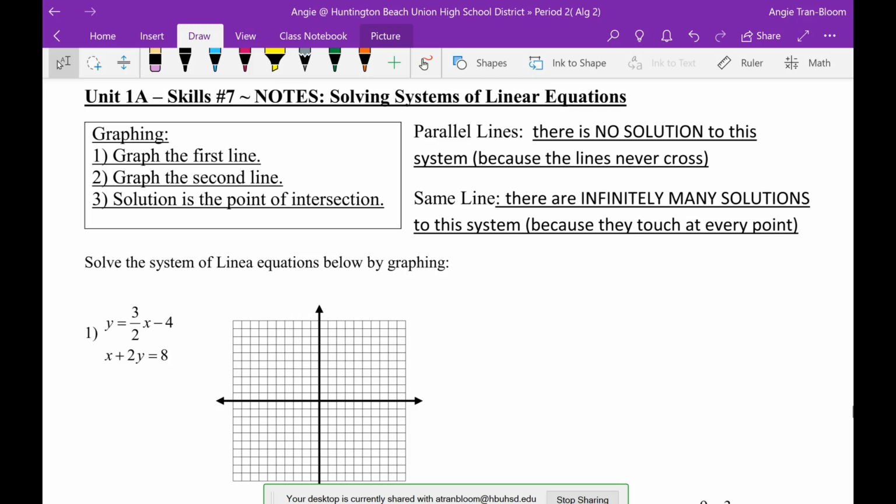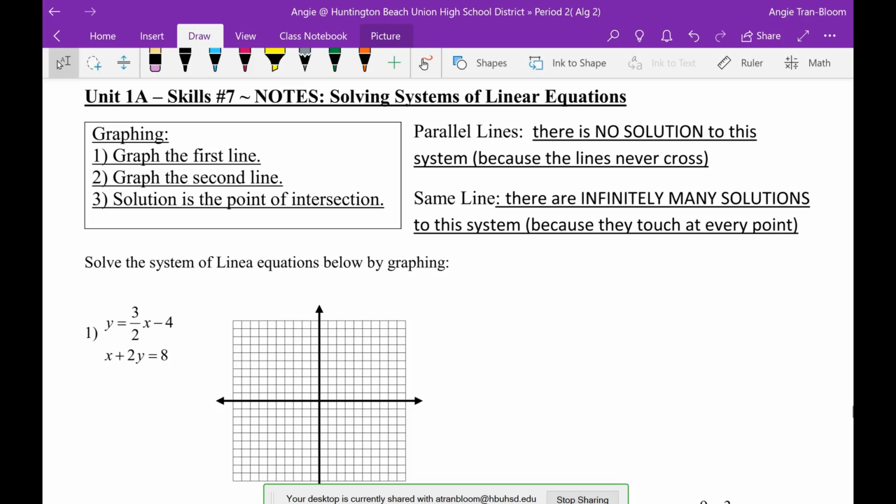Today I'm going to show you guys, or pretty much review, because this is an Algebra 1 skill, how to solve systems of linear equations three different ways, okay? So the first method is called graphing. And I wrote down three steps that you can do when you're solving by graphing, okay?